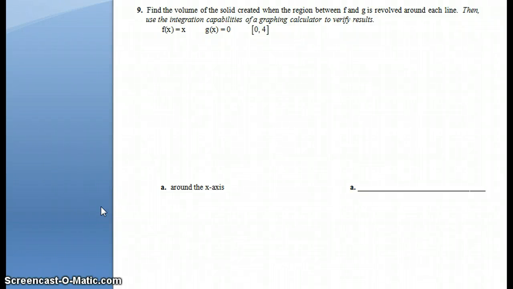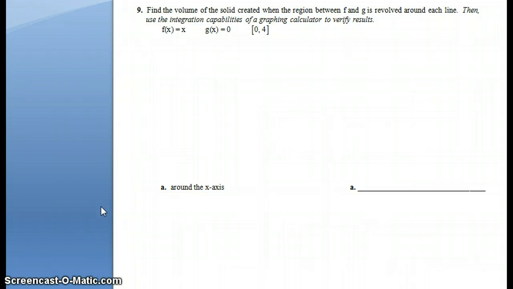In this video, we are going to walk through number 9 from the Unit 8 review packet. It asks us to find the volume of the solid created when the region between f and g is revolved around each line. Then use the integration capabilities of a graphing calculator to verify the results. The functions are f of x equals x and g of x equals 0, and we're looking at the interval from 0 to 4.